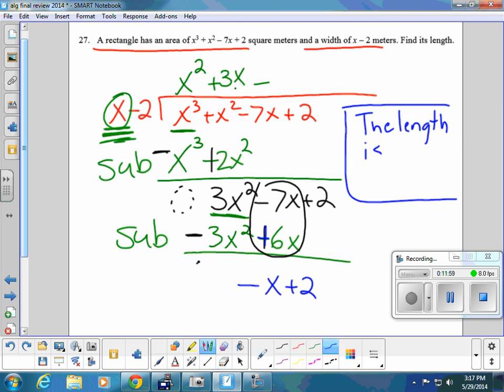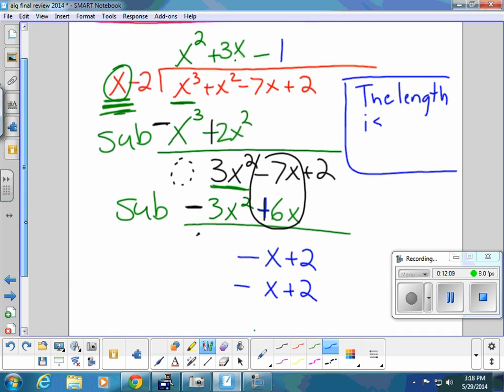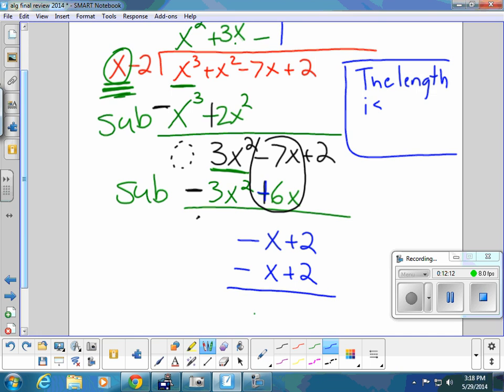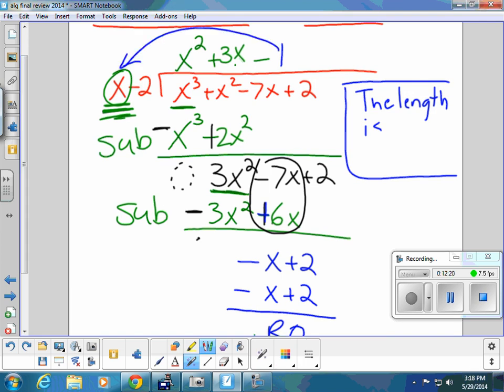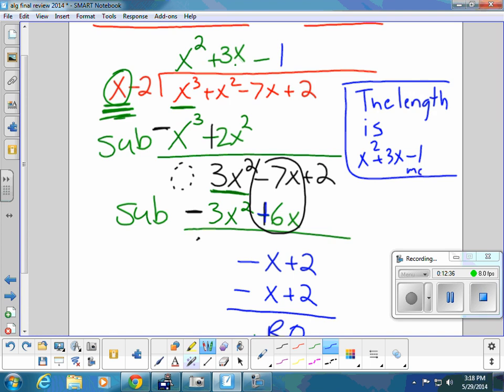And I really need to multiply this by negative 1. So I'm going to get negative x plus 2, which gives me a remainder. It does give me a remainder of 0. Sorry about that. So negative 1 times that and negative 1 times that gives me negative x plus 2, which is a remainder of 0. So my final answer, still written, the length is x squared plus 3x minus 1 meters.